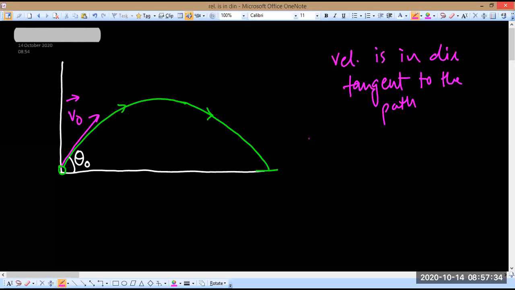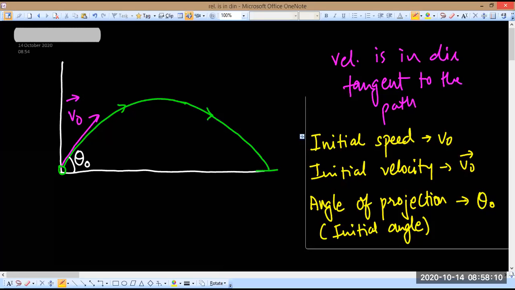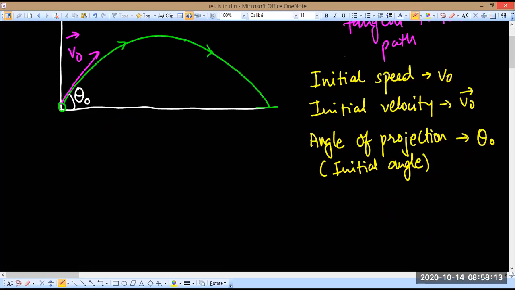Right. So this is the initial velocity. Let's write all the terms. Initial speed v0, initial velocity is v0 vector. Angle of projection, which means at what angle you are throwing. That is the initial angle, theta 0. These three things clear, all of you?